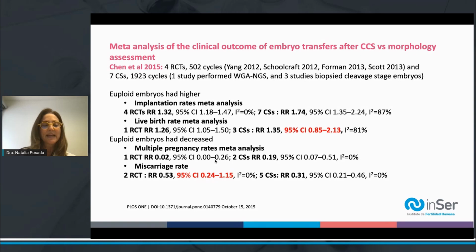With respect to multiple pregnancy rates, an RCT showed a 98% reduction in multiple pregnancy rates, and 2 observational studies, an 81% reduction in multiple pregnancy rates, which were both statistically significant with no heterogeneity. Miscarriage rates were also reduced by euploid embryo transfer. However, these were not significant for 2 RCTs, and were very significant for 5 observational studies, with a 69% reduction in miscarriage rates and very low heterogeneity.